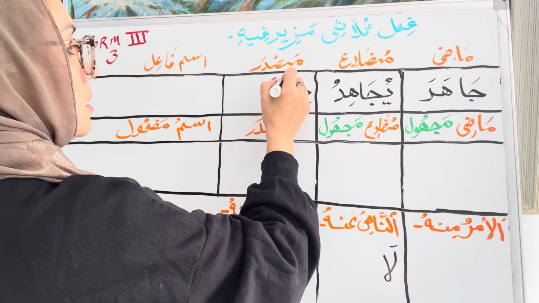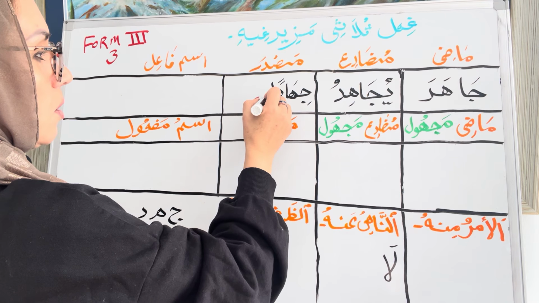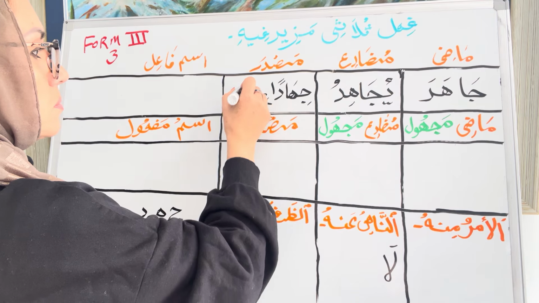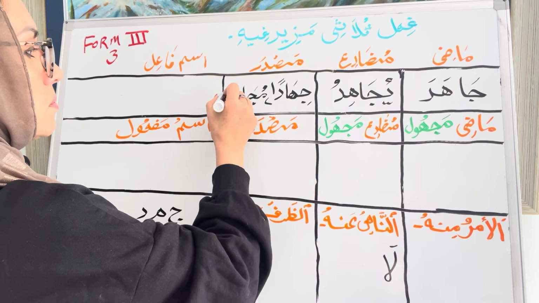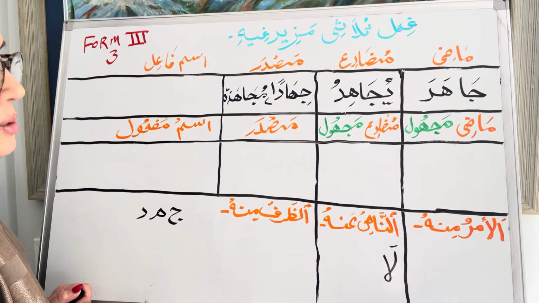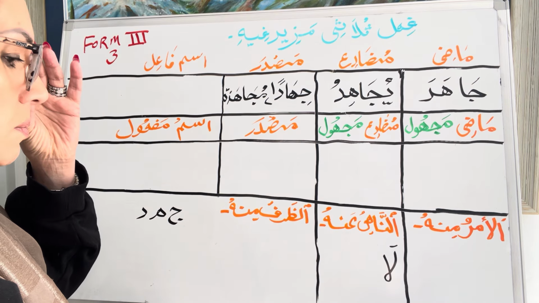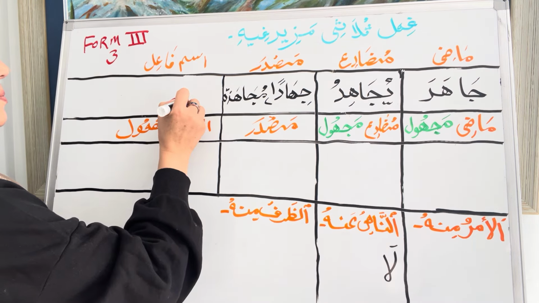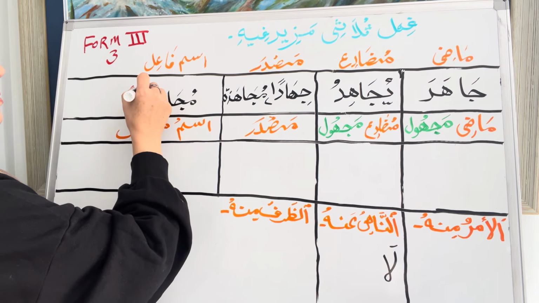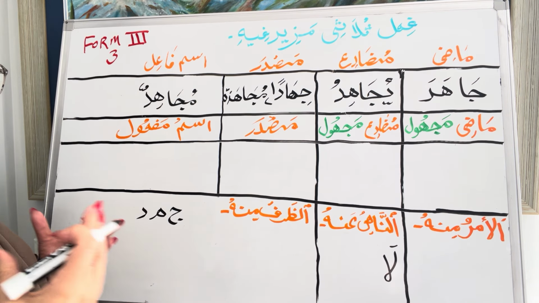Jihadan, or mujahadatan. And then the ism fa'il, the one who's doing it, that person or that individual will become mujahid, mujahidun. Mujahidun is the one who is doing the struggle and the striving.